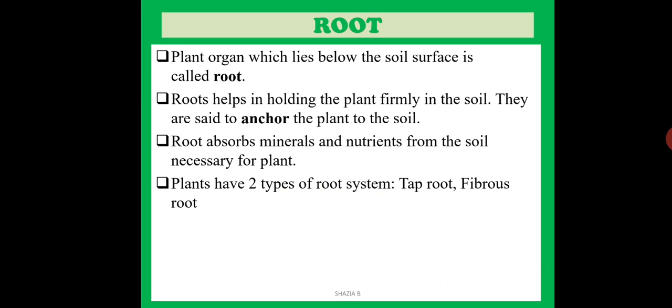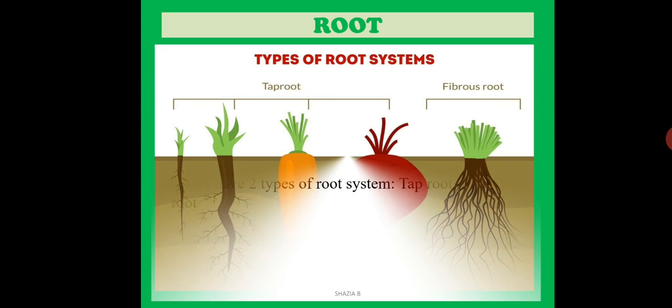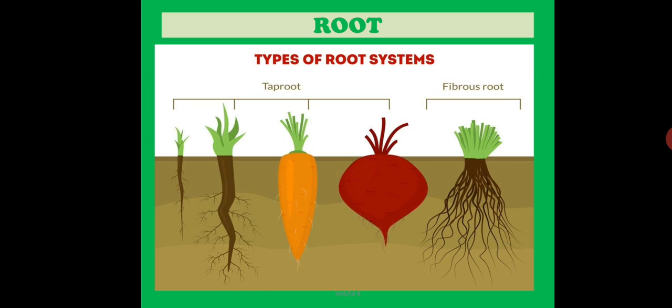Mainly there are two types of root system, taproot and fibrous root. Here in this picture itself we can find the differences. The carrot is given as an example of taproot. A taproot is formed by a single primary root and its branches, like the branches coming out from the primary one, as we can see here.